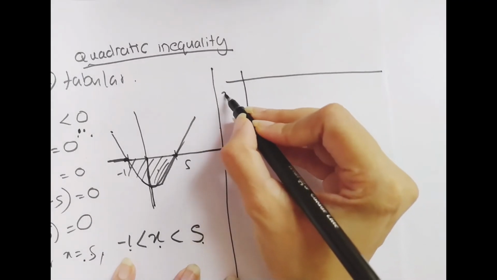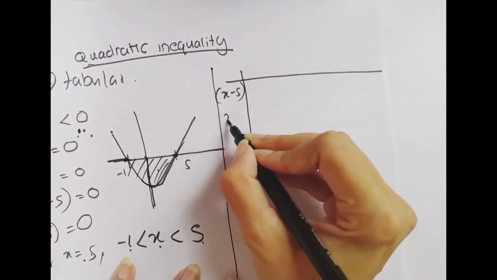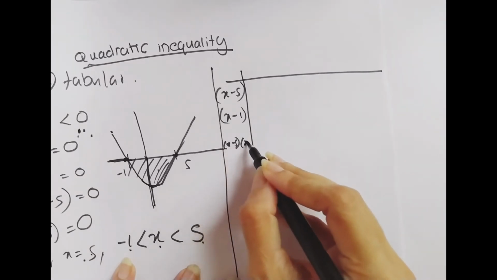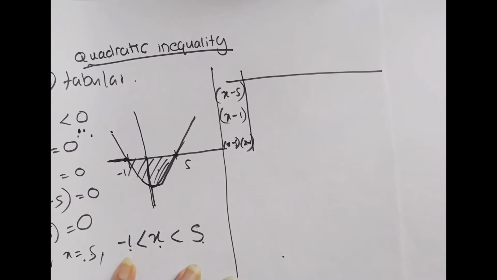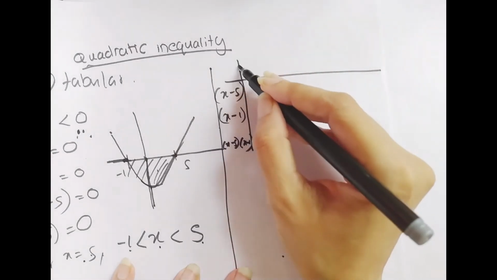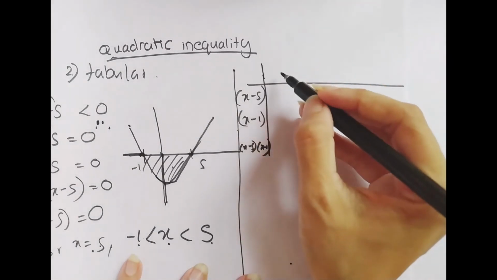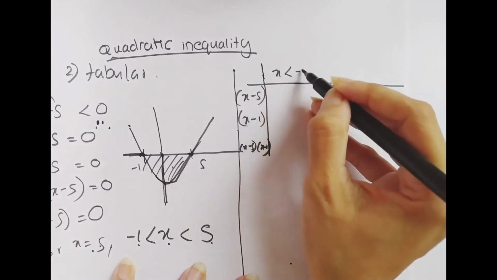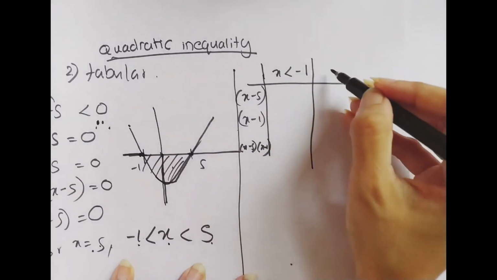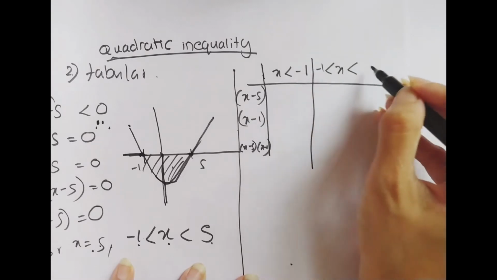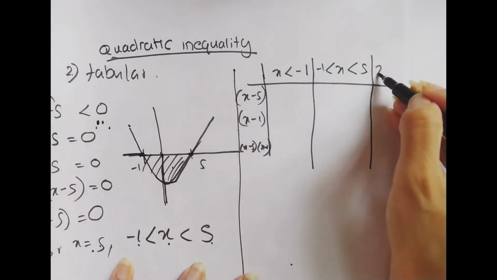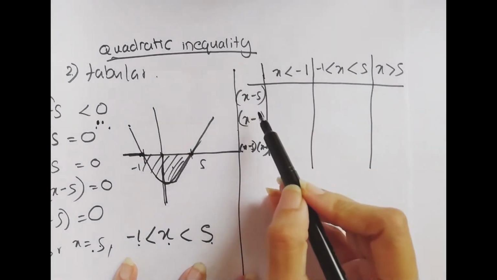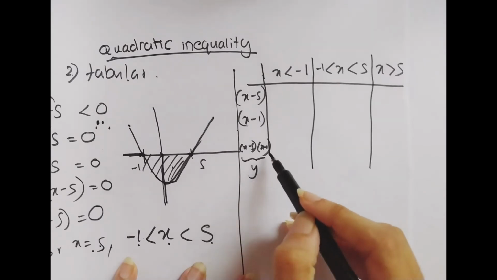Here you are going to write your factors, and here we'll write the total. The graph has minus 1 and 5, so x can be less than minus 1, or x can be between minus 1 and 5, or x can be greater than 5. These are the conditions. These are the two factors, and this is y.